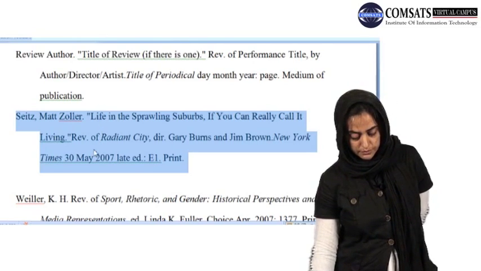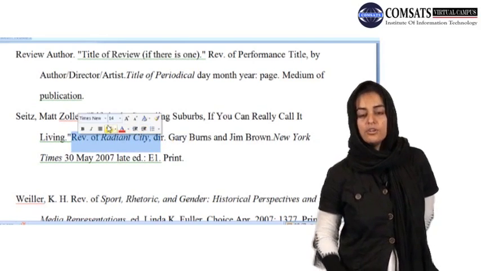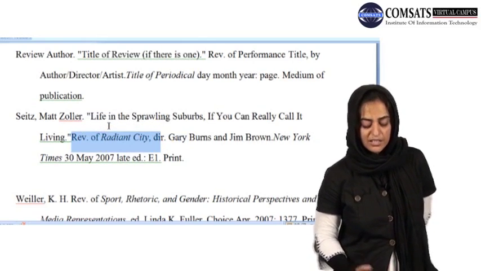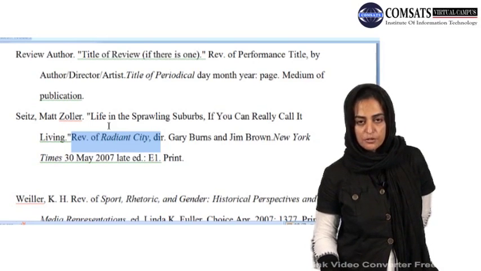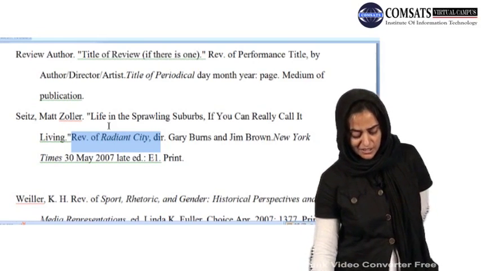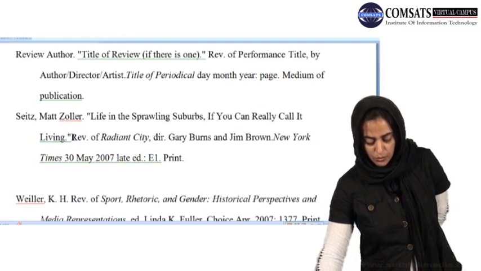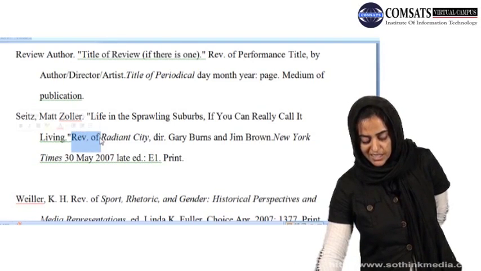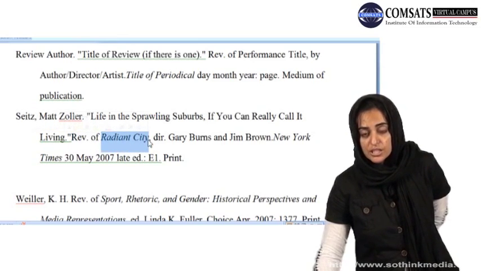Then, dear students, by the way, this was the title of the review, and a review is always a shorter work. A review normally is not taken as a longer work of more than 500 or 600 pages. Normally the review is taken as a shorter work. After that, dear students, is the title of the main work. Review of Radiant City. Radiant City is the name of the main work for which that review was written.